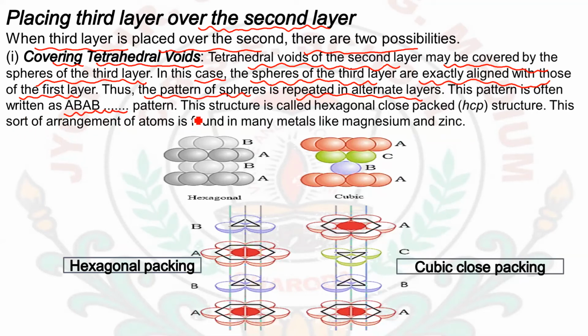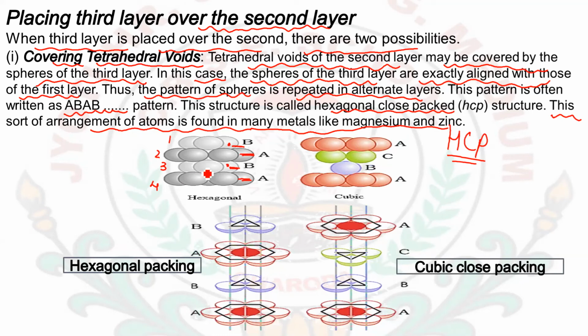I have discussed this before also, that this type of pattern will be known as AB pattern, and this structure is known as hexagonal close packing, HCP. This sort of arrangement of atoms is found in many metals like magnesium, zinc, and so on. So here the structure will be: A layer, then B layer, then again A layer. The first and third layers' arrangement is the same, and the second and fourth layers' arrangement is the same.